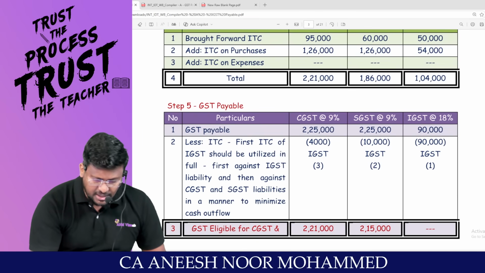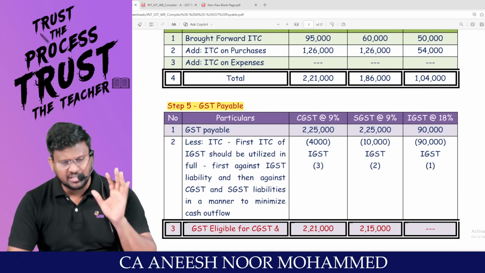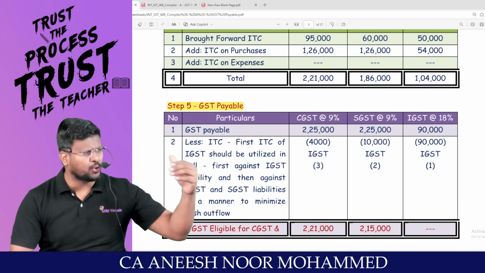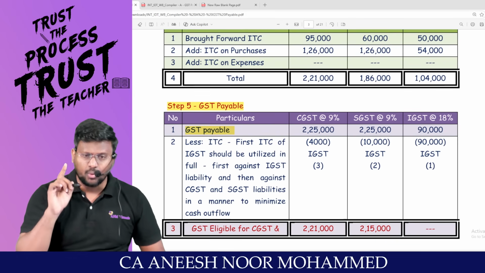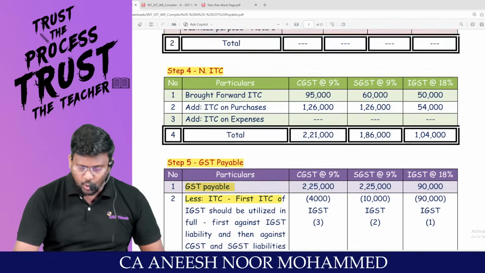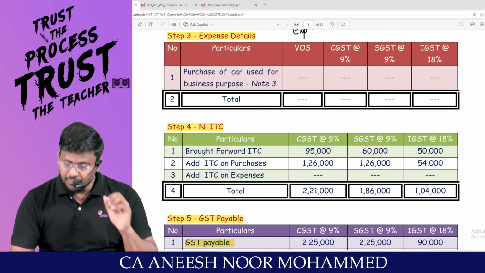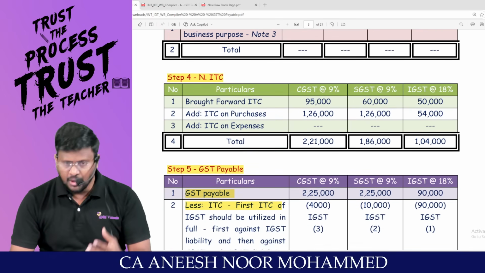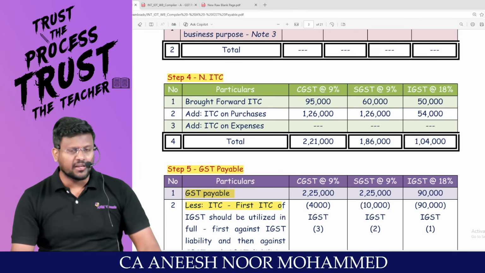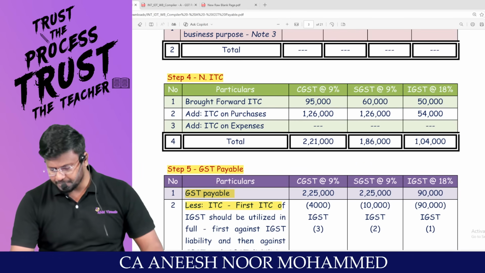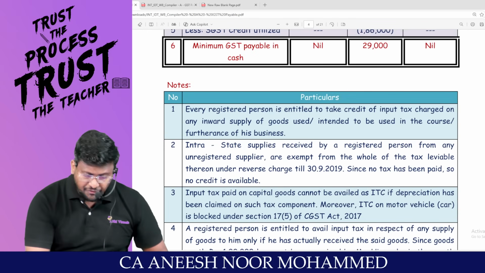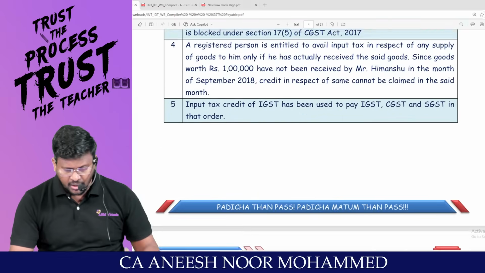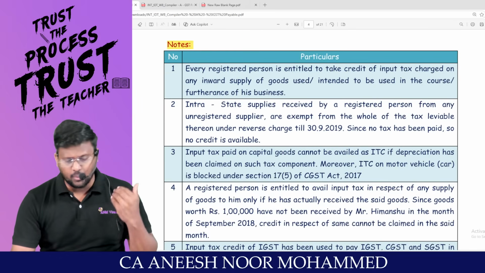Then last step, step number 5, is GST payable, which is nothing but output tax collected minus ITC. Output tax collected you will be getting in step number 1, and ITC you will be getting in step number 4. There we have to see the rules of set off. We know that first IGST credit has to be knocked off. In that manner we have to see, and we have to write sufficient notes in the examination, explaining why you are taking and why you are not taking.